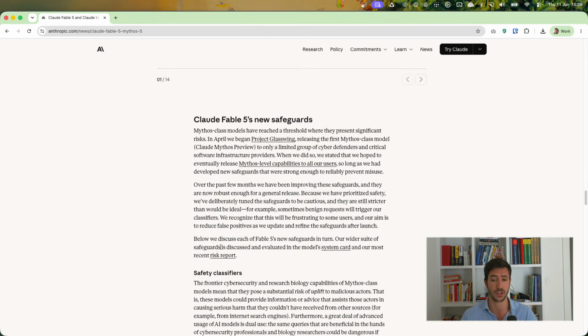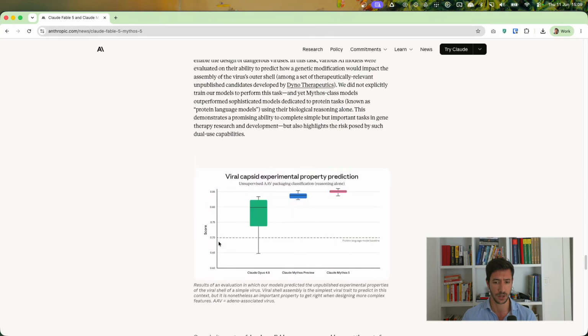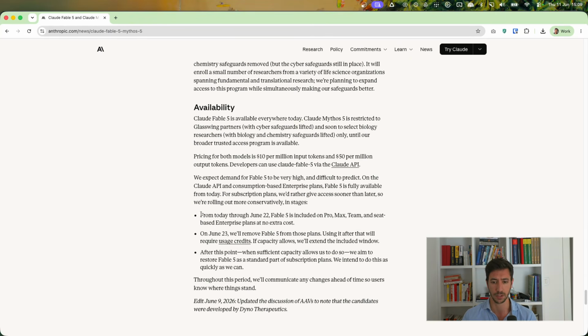After that, essentially, you cannot use the model through the subscription anymore, and you can only use the model using usage credit. Usage credit is essentially the price that you would pay at API rates, which is effectively $10 per million input tokens and $50 per million output tokens, which is effectively double the cost that you would have on the other side.